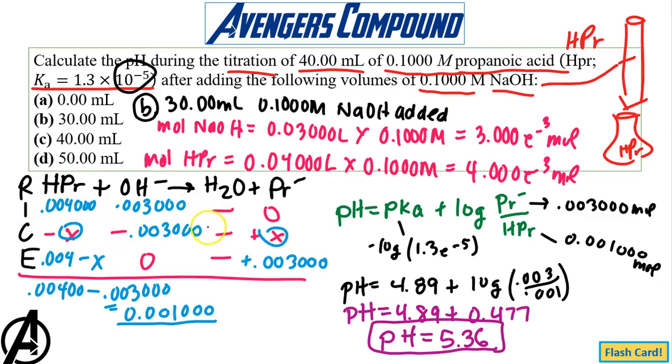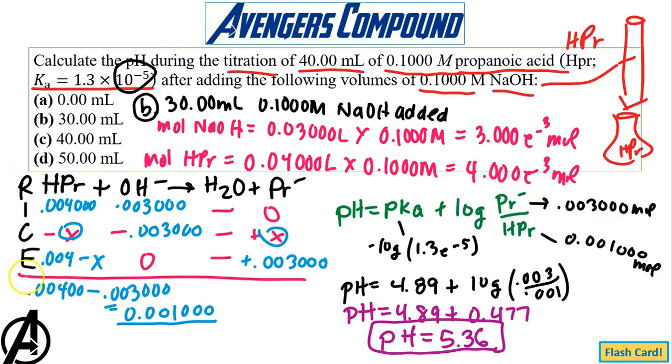You can have moles. So therefore, in order to get my moles of NaOH, I'm going to take my volume of NaOH that is going to be added in liters, which is 0.03000 liters, multiplied by the concentration of NaOH. When I multiply these numbers, I get my moles of NaOH, which is 3.00 times 10 to the negative 3. I will do the same thing for moles of HPr. I'm going to take my 40 mL, put it into liters, multiply it by the molarity given, and I get 4.000 times 10 to the negative 3 mole.